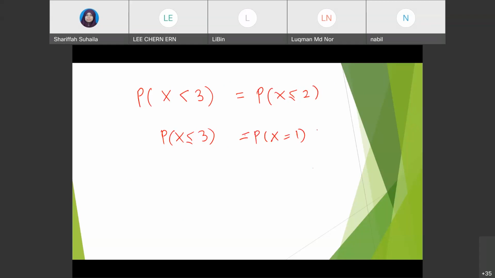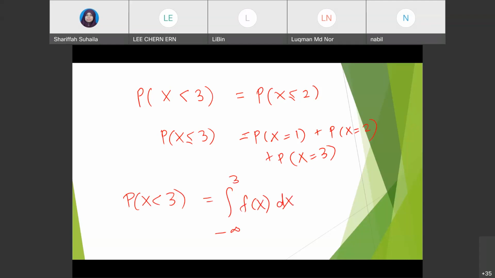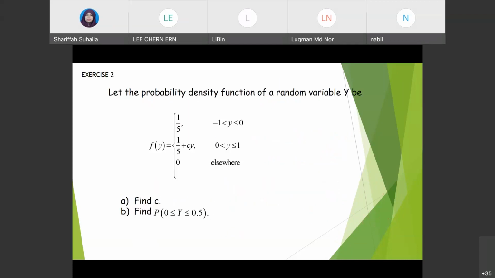For continuous, for example, probability x less than 3, maybe you will integrate from minus infinity up to 3, your f(x) dx. And again, if you have probability x less than or equal to 3, it's the same thing. You will integrate from minus infinity up to 3, your f(x) dx. So that is the main difference between discrete and continuous random variables.